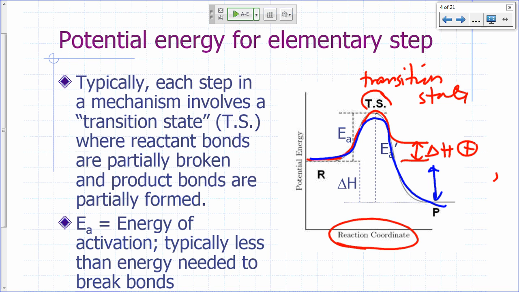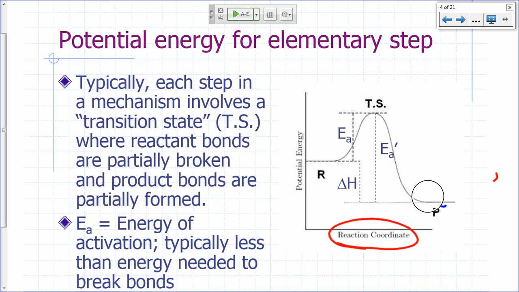So this is what we call the potential energy profile for an elementary step. It goes through a maximum and then it goes back down. The minimum energy that your reactants need to be able to get to the transition state is called your energy of activation.